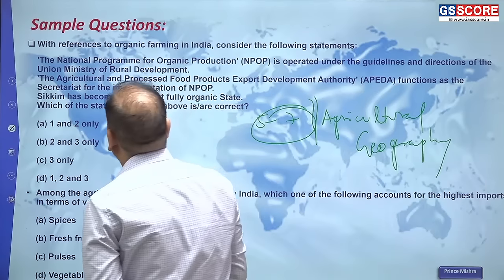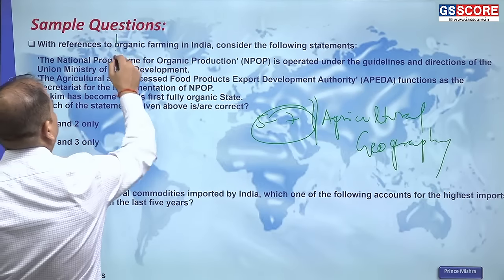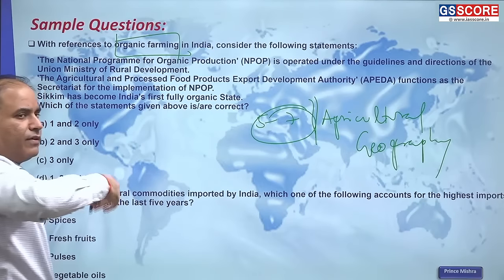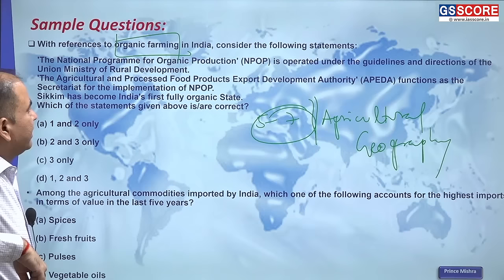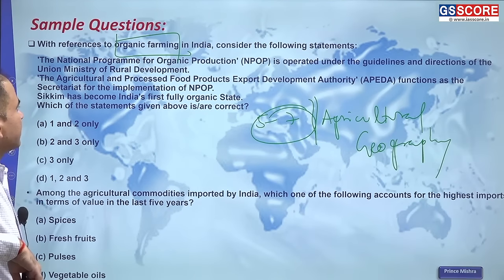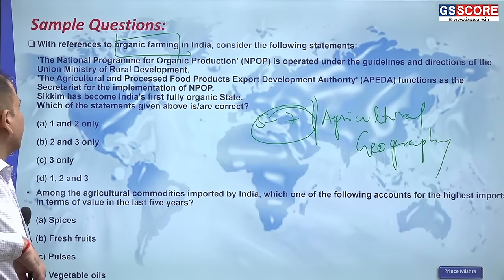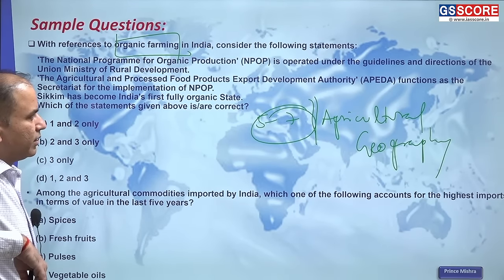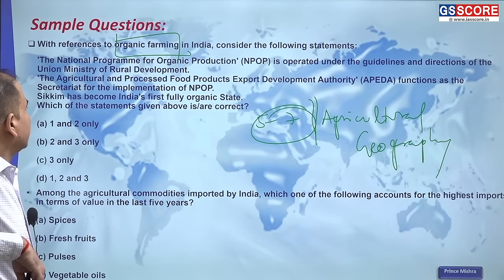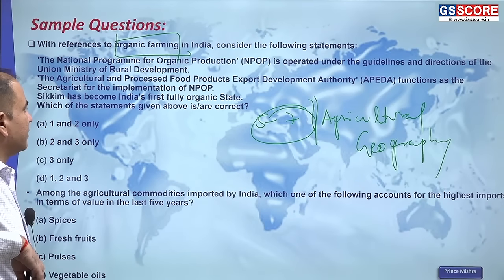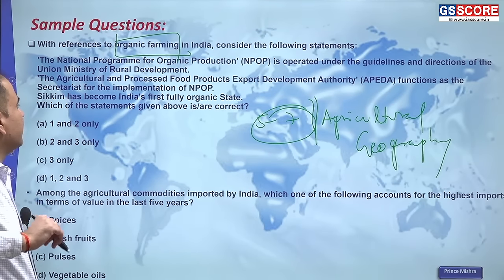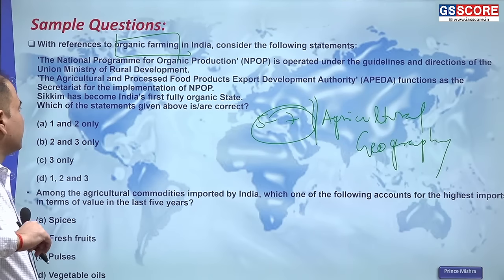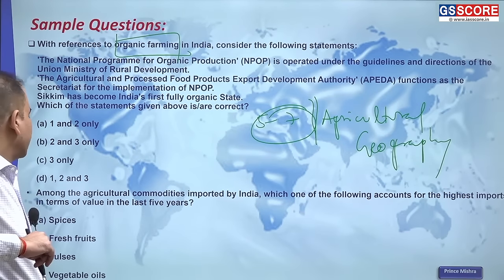Like one of the questions related to organic farming. So, modern organic farming in India, consider the following statements. The National Program for Organic Production is operated under the guidelines and direction of the Union Ministry of Rural Development. The Agricultural and Processed Food Products Export Development Authority functions as the Secretariat for the implementation of NPOP. Sikkim has become India's first fully organic state. Which of the statements given above is correct?